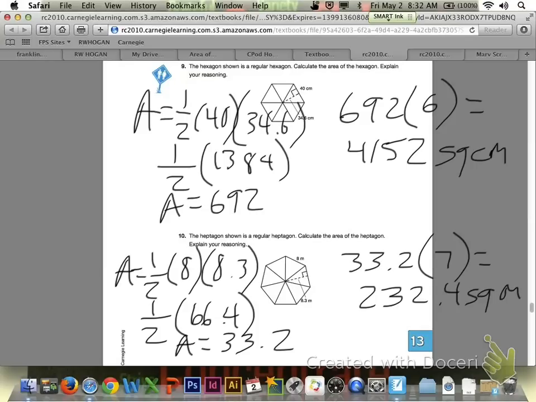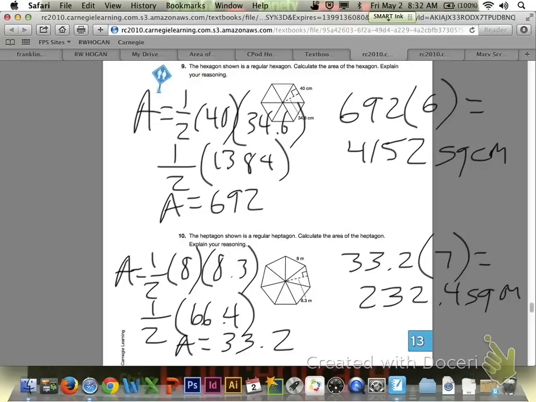For number 9, you are going to find the area of one triangle. You are going to get 692 square centimeters. You're going to multiply that by 6 then, because there are 6 sides in a hexagon. Your total area then for the hexagon is going to be 4,152 square centimeters.